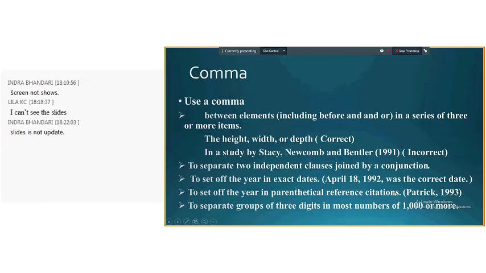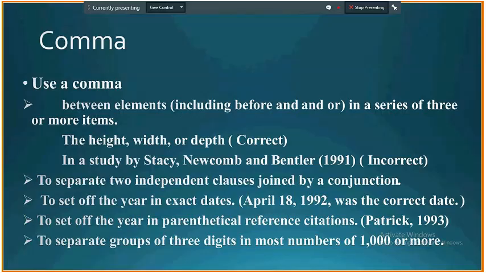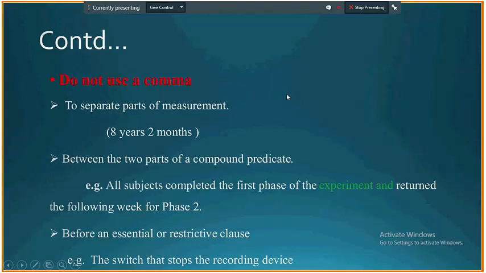Similarly, in the parenthetical reference citation between the parentheses, we can put a comma. For example, Dahal, comma, 2017. Between the Dahal and 2017, we use a comma. And last one, we are familiar with this: to separate groups of three digits in most numbers of 1,000 or more. Okay, I would like to go to the next slide.